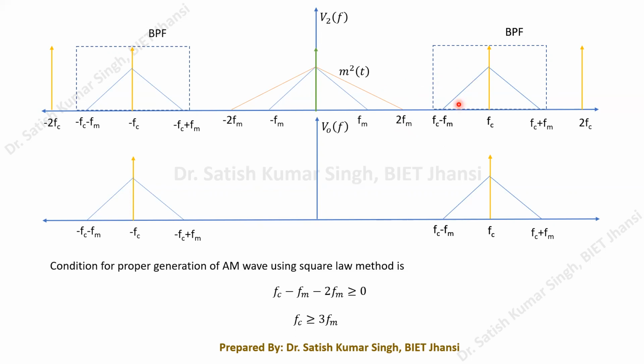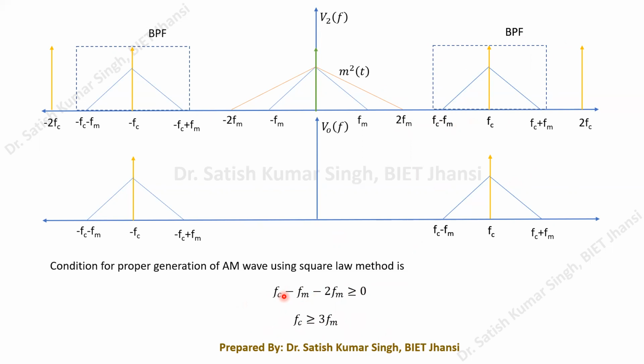So basically this gives rise to: if we consider fc minus fm minus 2 fm greater than or equal to 0, then fc, the carrier frequency, should be greater than 3 fm. This is the basic condition. You remember that the equal sign is only admissible if we have an ideal band pass filter. If we don't have an ideal band pass filter, fc should be strictly greater than 3 fm. This is the necessary condition for generation of the conventional AM using the square law method.